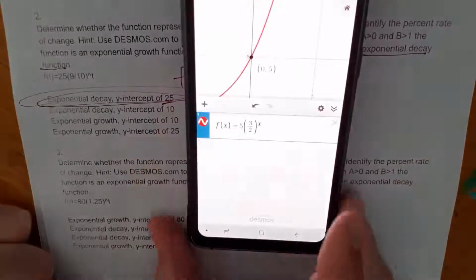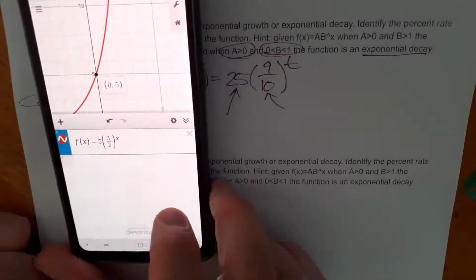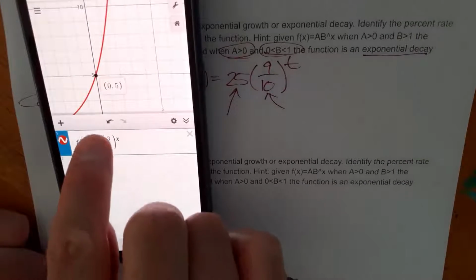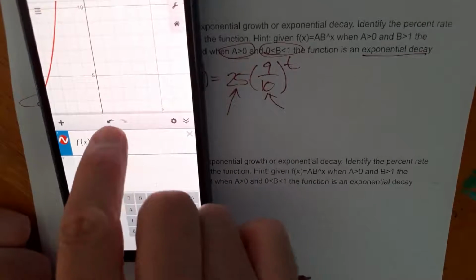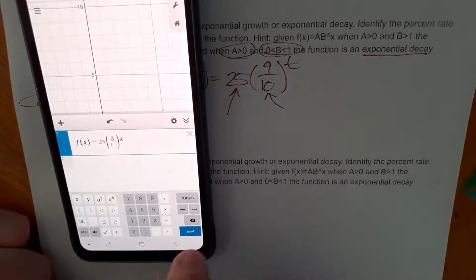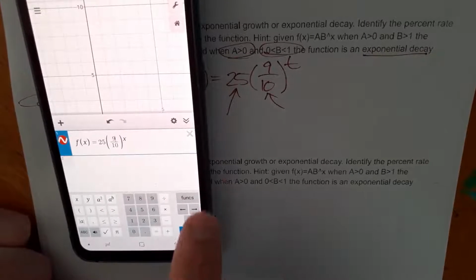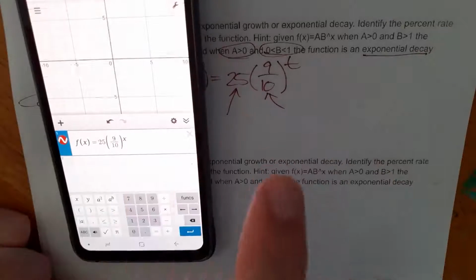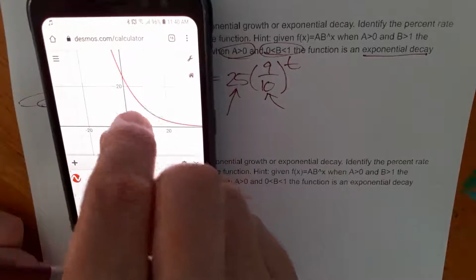This one we should be able to graph more quickly. Let's make this a 25. That's pretty easy to do. Make this a 9 over 10. We're just going to modify the one that's there. Put a 9 in here, and hit home to find the graph. All right, here we go.